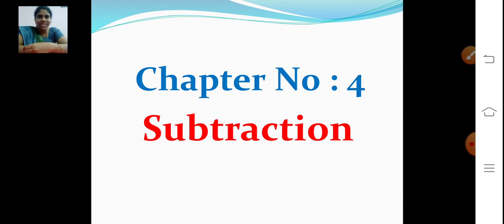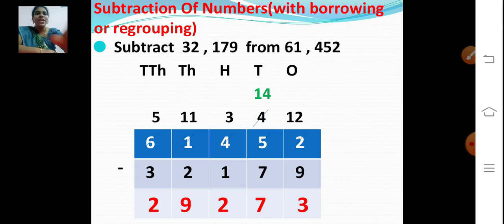Today, in our maths class, we are going to see subtraction. In the last class, we saw subtraction without borrowing, right? Today, we are going to see subtraction of numbers with borrowing. What do you mean by borrowing or regrouping? I think you all have learnt in your previous class, isn't it?